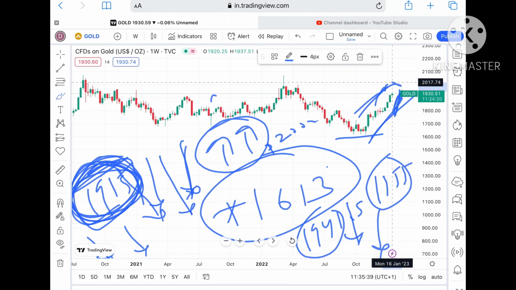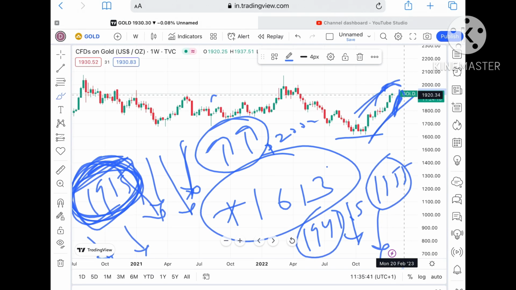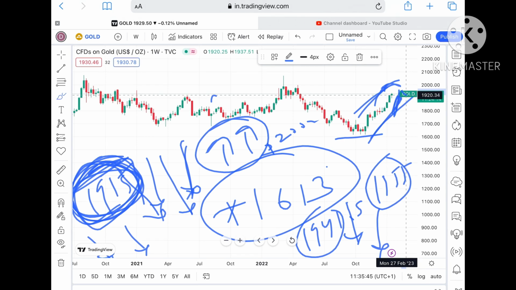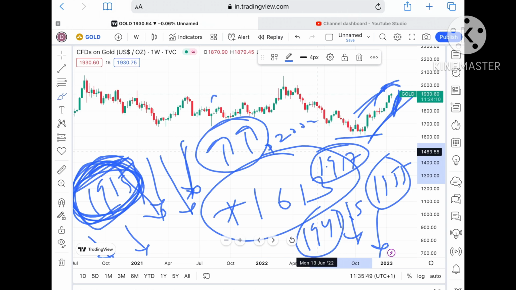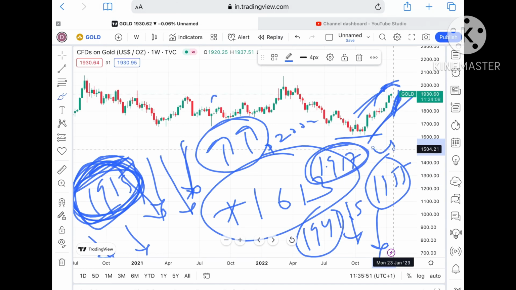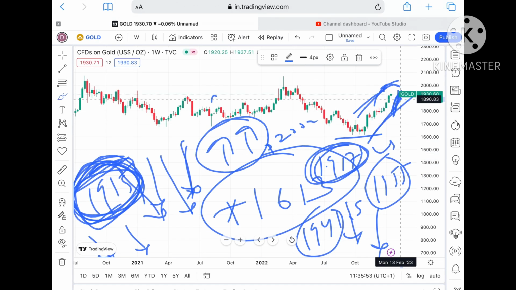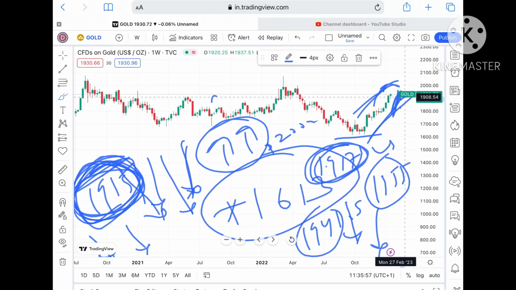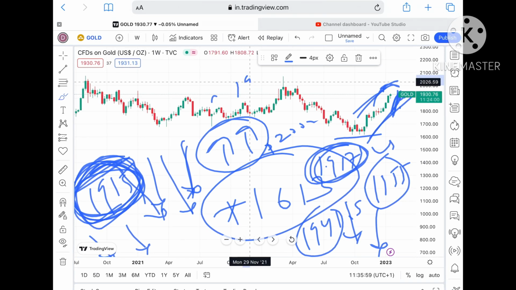But suppose it forms a swing at this particular level, we can see it can come down again to its next support of around 1920, and from there it can touch a level of around 1917. At this 1917 a bounce back can come, but if it goes below this level, then we can see it can touch a level of around 1911 to a level of $1902.